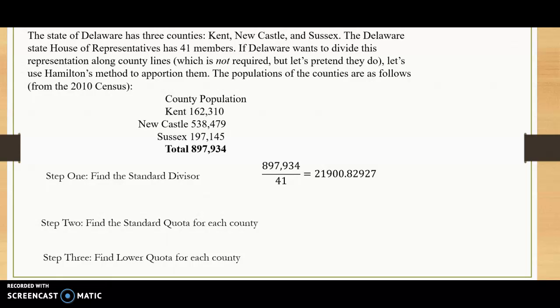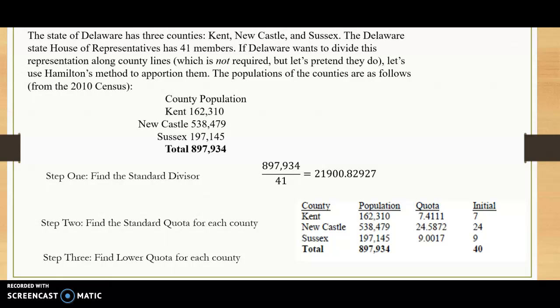Step 2 is the same for Hamilton and Jefferson as well. We want to find the standard quota for each county, so we're going to take the population of each county and divide by this standard divisor we found in step 1. So here we would take the population for Kent, which is 162,310, and divide by 21,900 with this long decimal. We end up with 7.4111. And we do the same for Newcastle, same for Sussex. We're dividing by that standard divisor, and we leave the decimal there for just a minute. That's our quota.